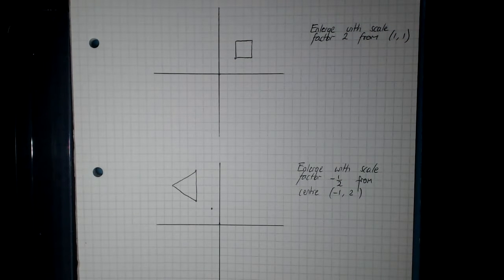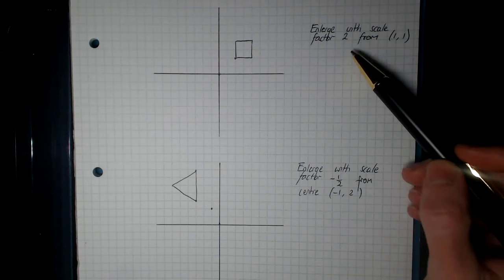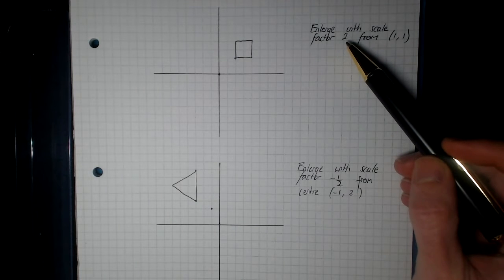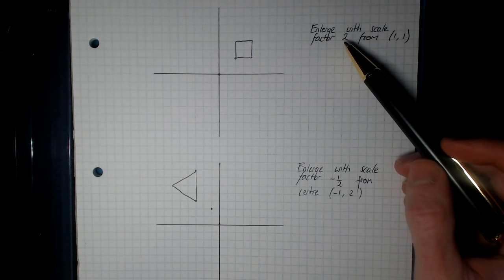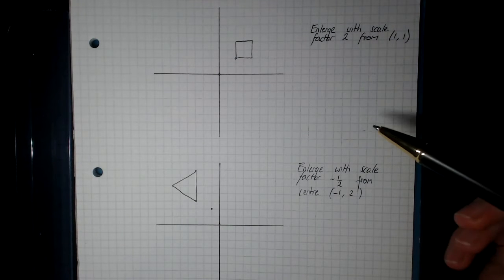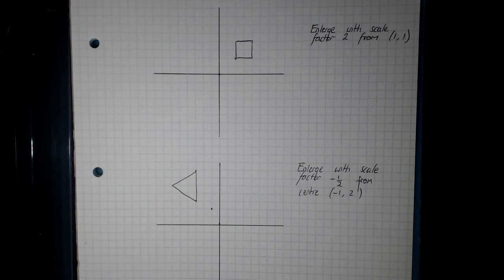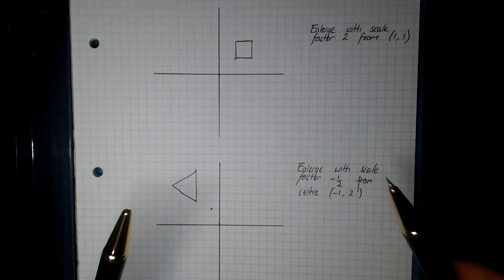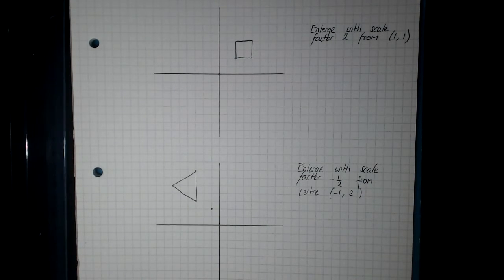When enlarging, we need to pay attention to two key bits of information: what our scale factor is, which is just how many times bigger the thing is going to get, and the center of enlargement. The center of enlargement is where things get bigger from, and that's going to be one thing we have to be really careful with. I've got a pencil, a pen, and my ruler as well, just in case.